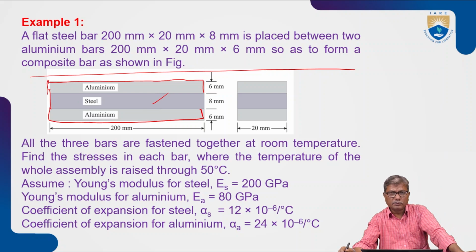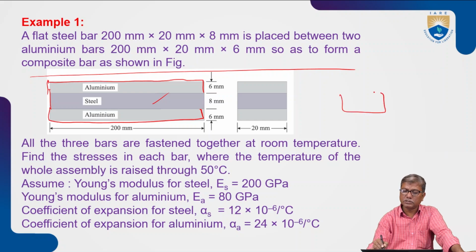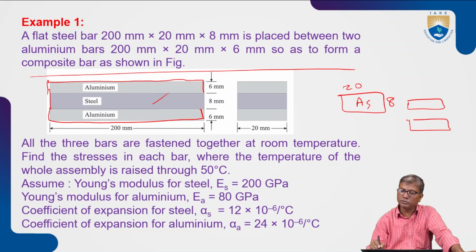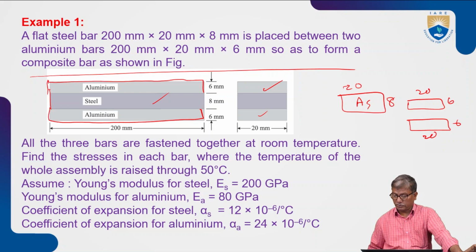So what are the areas of these two? Area of steel bar is 20 by 8, and area of aluminum bar is 20 by 6 and 20 by 6, because we have these two, so 2 into 20 into 6.